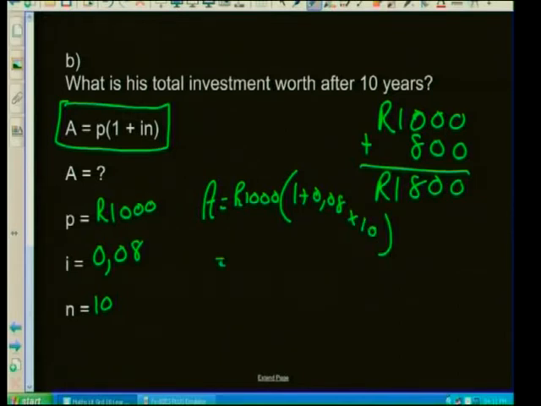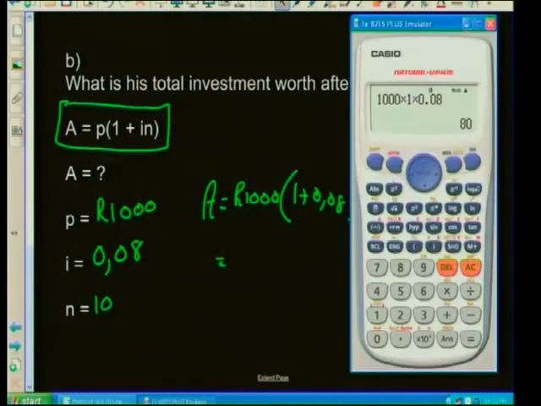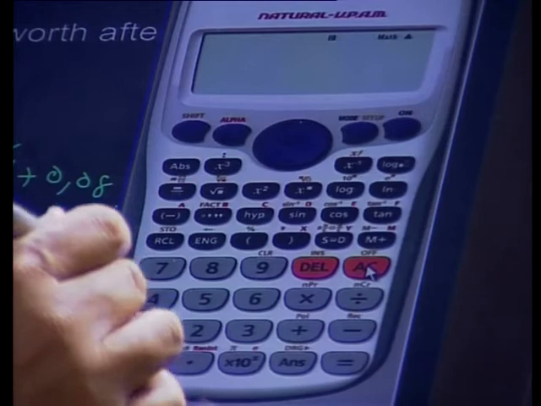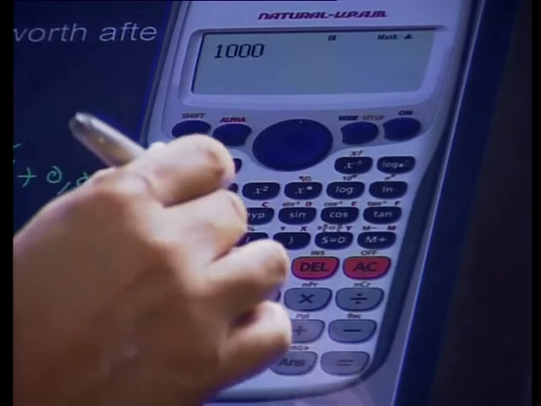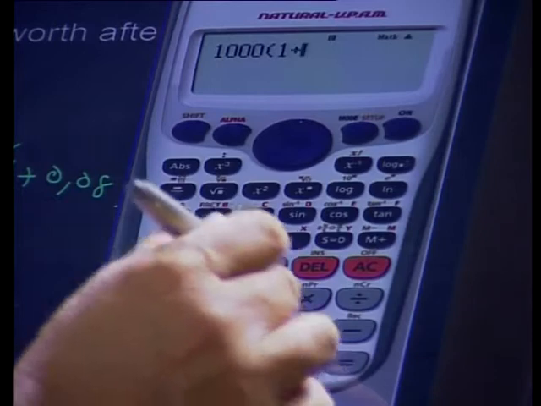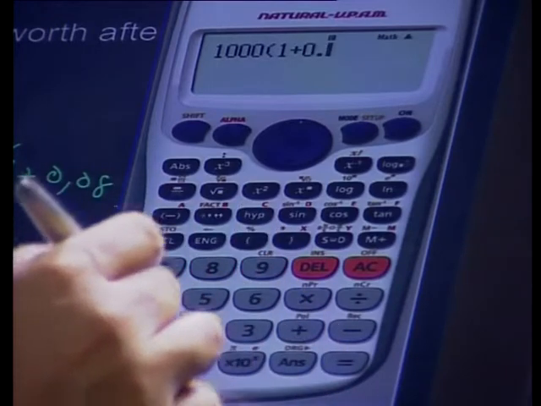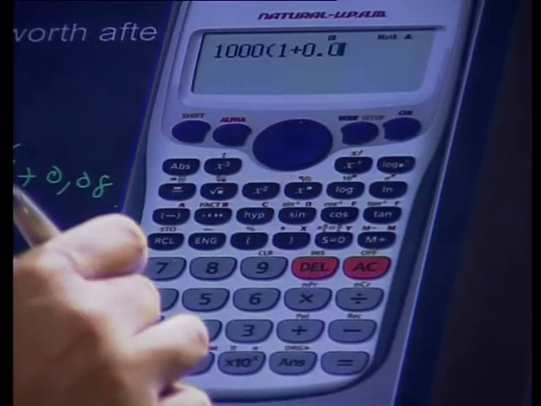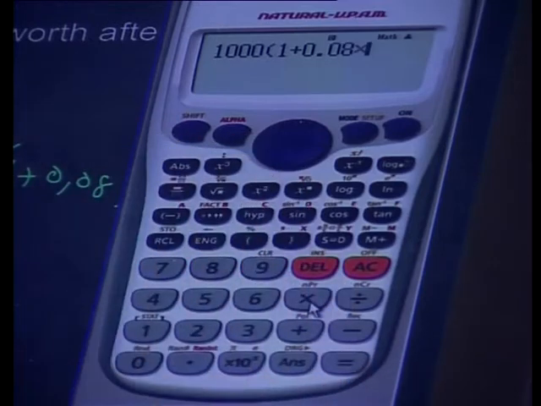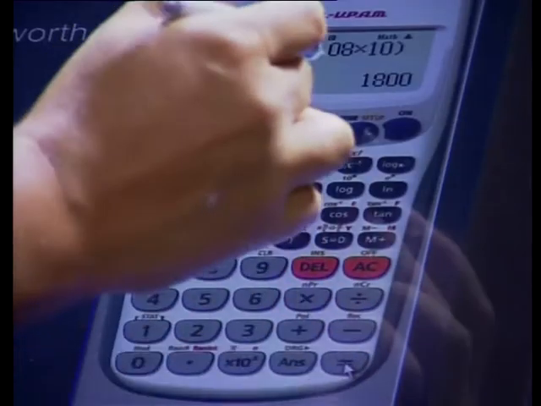Equals, let's use our calculator and solve this quickly. So we're going to clear our calculator and we're going to say I have 1,000, open brackets, 1 plus I, which was 0.08, times my 10 years. And then we close brackets. And what do we get? Now, folks, I hope we get 1,800 rand, because if we don't, then this formula and my logic are not matching up. So everyone hold your breath, here goes. Equals, sure, 1,800 rand. That is just such a relief.